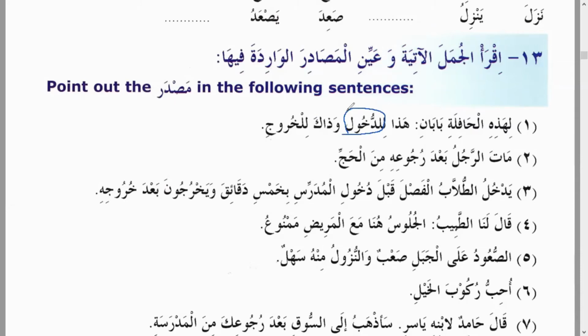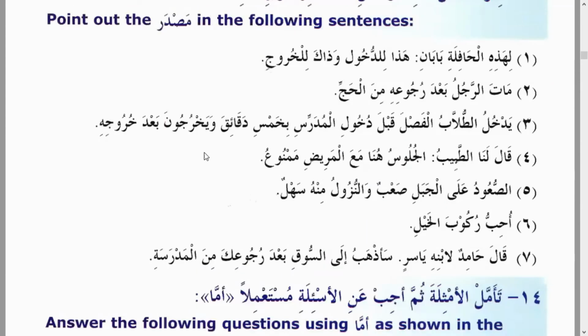Or for example, qatl. Qatala yaqtulu, the pattern is fa'alun. Qatl. So I say qatluhu, his death, his murder. Qatluhu, qatlul madinati, the murder of the city, or something. Or my entrance, dukhuli, khuruji.